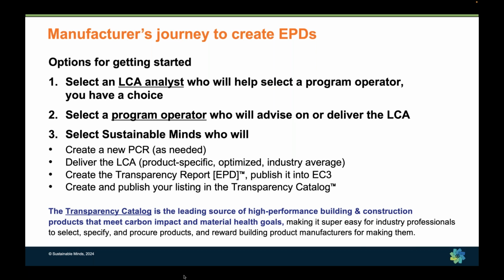We were the very first program operator to publish every one of our transparency reports into the EC3 tool using Open API. So both a PDF and a digital version of our EPDs have always been in the EC3 tool. And then finally, to help manufacturers leverage their investment in transparency, we work with the manufacturer to create and publish their listing in the transparency catalog, which is the leading source of high performance building products that meet carbon impact and material health goals, to make sure your products get in front of the right professionals who are selecting, specifying, and procuring products for those high performance buildings.